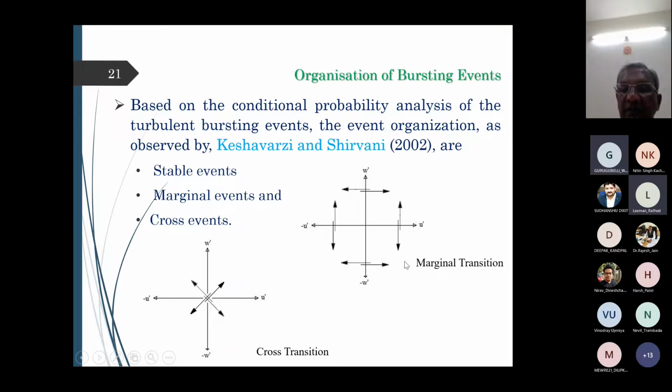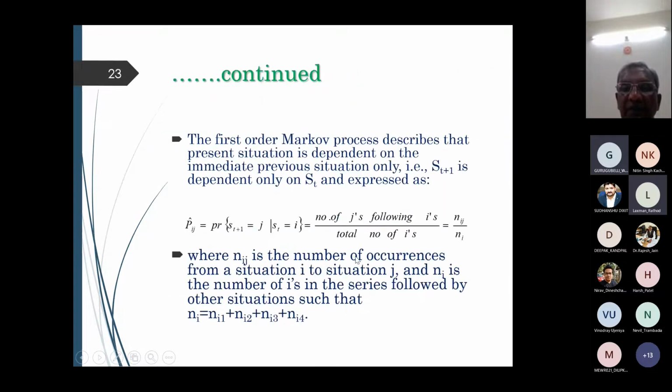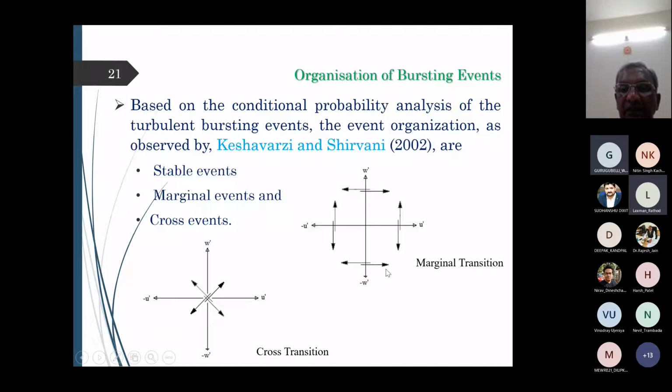This is inward interaction, sweep. If the movement is like that, then that is also a kind of marginal transition. Similarly, from this quadrant to this quadrant, or from this quadrant to this quadrant, that is marginal events. So marginal events means moving between adjoining quadrants. And stable events means remaining in the same quadrant.